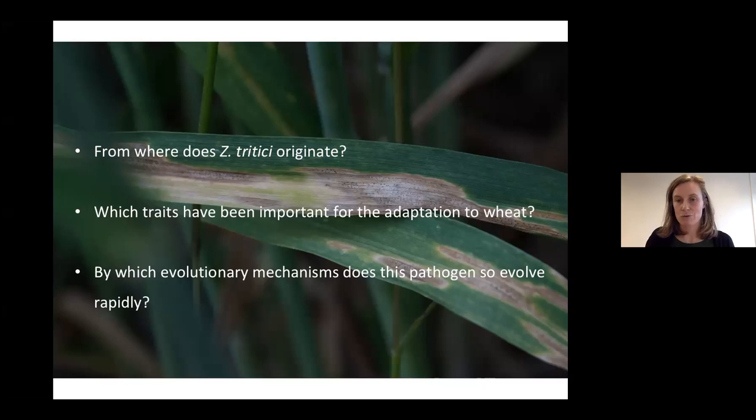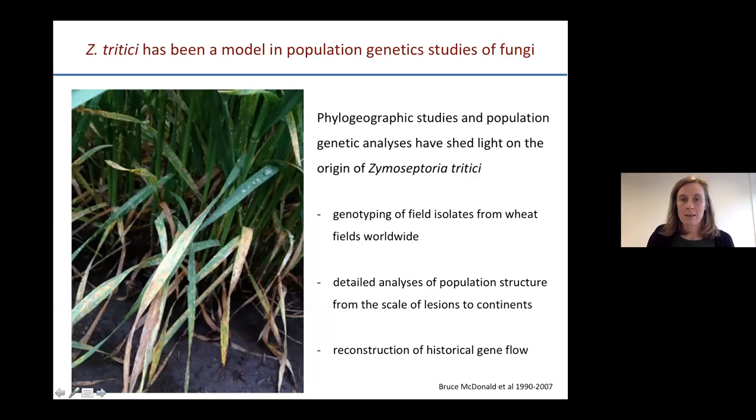designing future control strategies. And studies of evolutionary mechanisms start with population genetics. And so a lot of the work that we are doing, and work that has been done in Septoria tritici, has focused on the population genetics of this fungus. And I think it's not an understatement to say that this has been a primary model in population genetic studies of fungi.